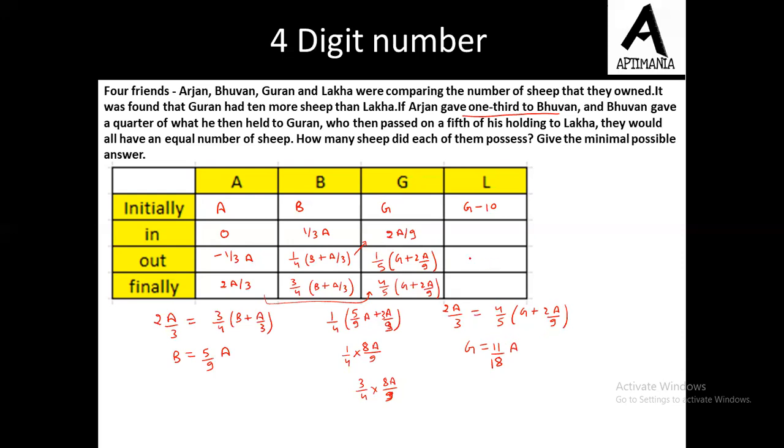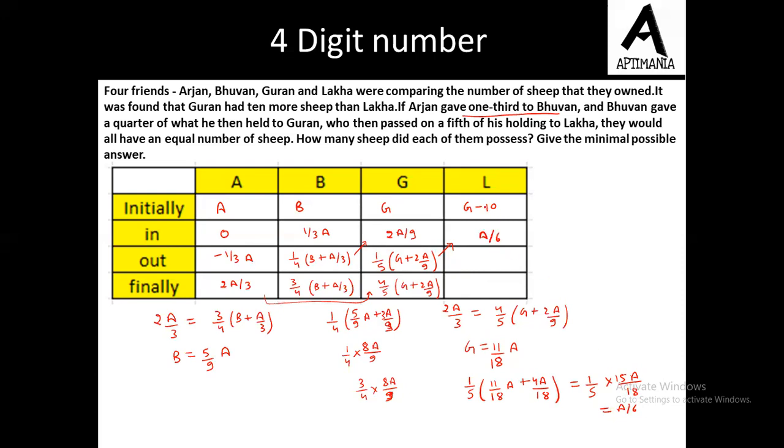Fine. Now we are again interested in the value of sheaves transferred to L. So substituting the value of G as 11 by 18, 1/5 of 11 by 18A plus, now this 2A by 9 can be written as 4A by 18. Fine. So this becomes 1/5 of how much? 15A by 18, which on solving is equal to A by 6. So the number of sheaves that is transferred to L is A by 6.